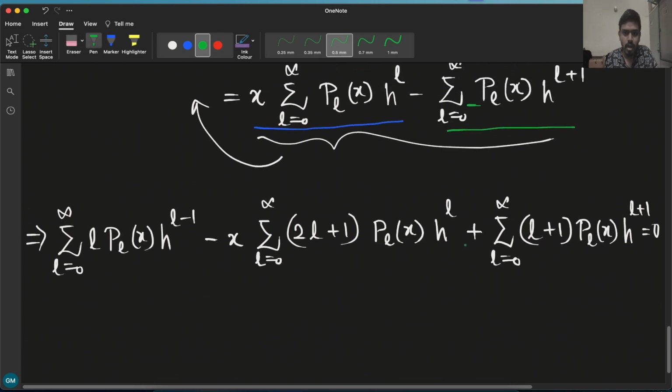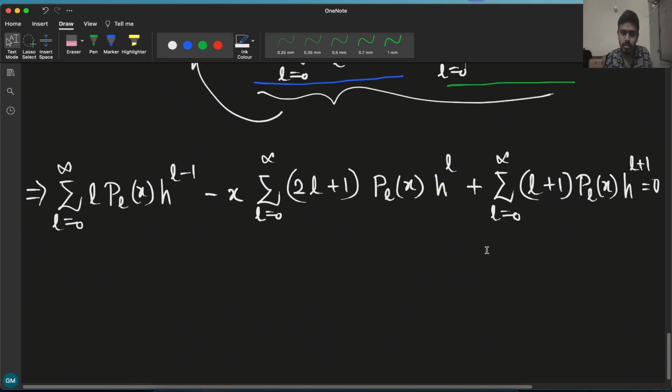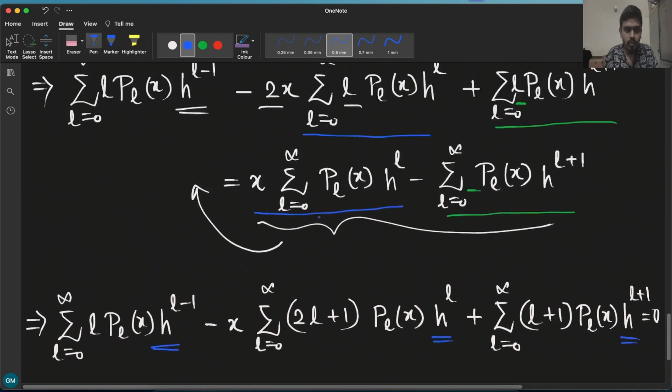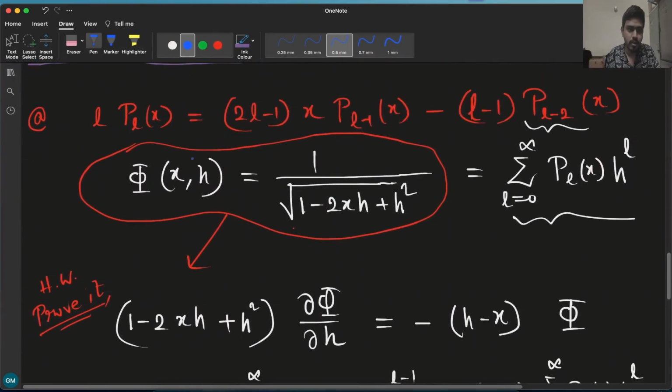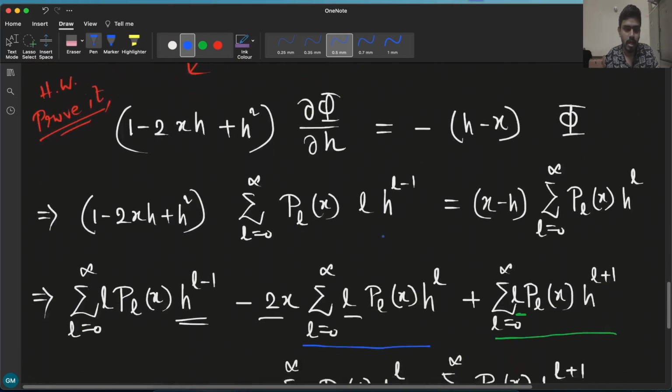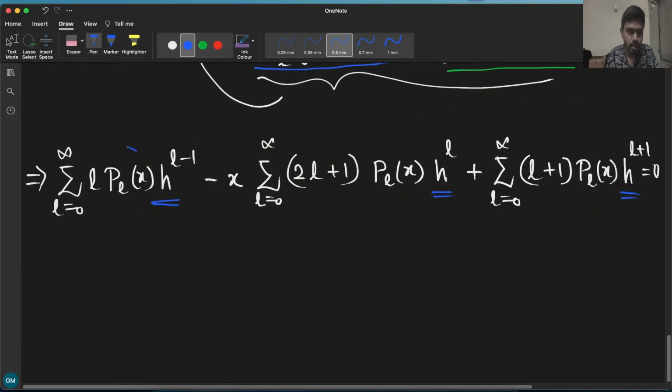Good. Now you still cannot compare the powers, because here h has a power of l minus 1, here h has a power of l, here h has a power of l plus 1. So what you need to do is the index shifting, so that all of the terms have the same power of h. Now if you look at the recurrence relation, the first term is l P_l(x), and you can see here we already got this term l P_l(x).